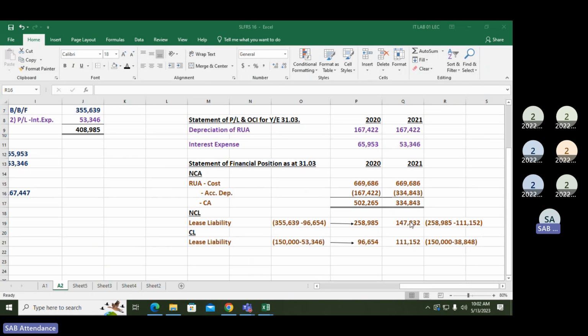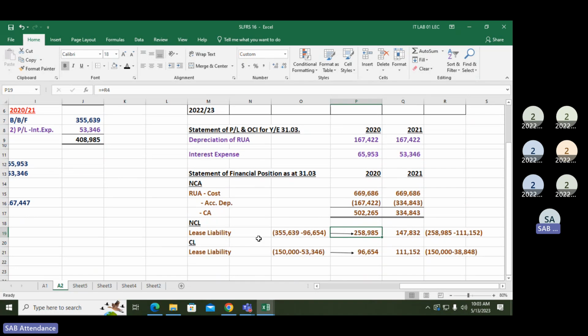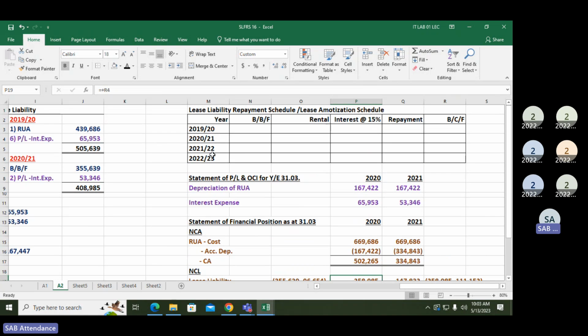Now this repayment part we have to identify from the 150 installment, deduct the interest. So we can have this loan repayment schedule. When you have this schedule, even without preparing the account, you can identify this interest expense as well as the lease liability, current and non-current portion, right? Sometimes in the question, if you are not asked for the account, then you can just prepare this lease liability repayment schedule.